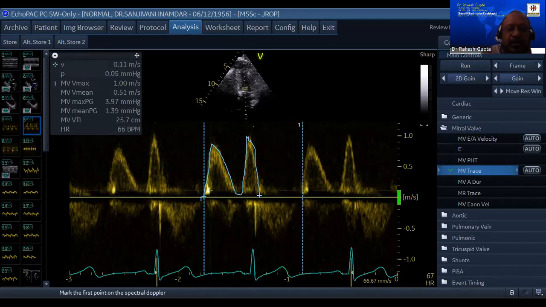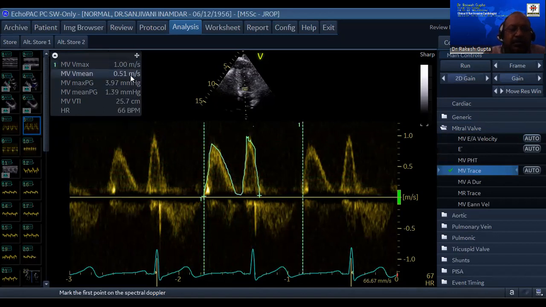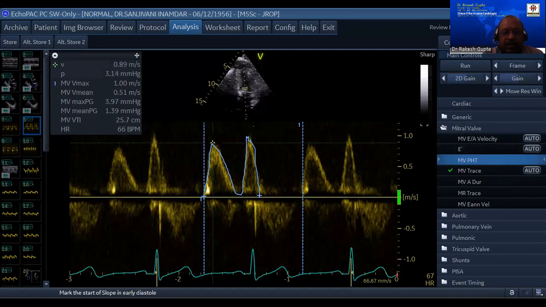All right. So once we trace all this, we get what we get: peak velocity, mean velocity, peak gradient, mean gradient. And now with the pressure half time, I'm going to get the mitral valve area. My mitral valve area by pressure half time is 3.2 centimeters square. So in case of a stenosis with a normal sinus rhythm, you'll find the same thing.